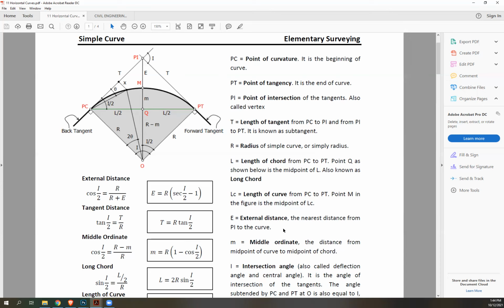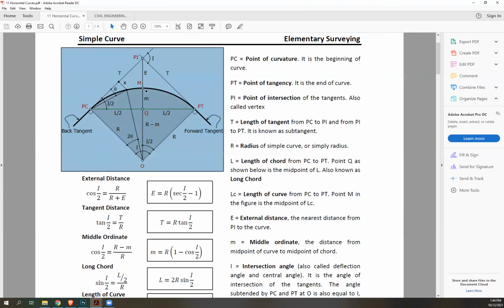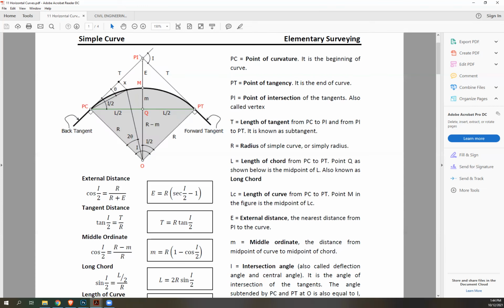Next, we have what we call external distance. It's the nearest distance from PI to the curve. Here, this is your E, external distance. This is your PI, and the shortest distance to the curve over here. So this line has distance E, external distance. Next, M, mentioned earlier, we call the middle ordinate. It's the distance from the midpoint of the curve to the midpoint of the chord. So we have your Q here, and this is your M. Q and M are the midpoints of your chord and curve respectively. The distance between the two is M.